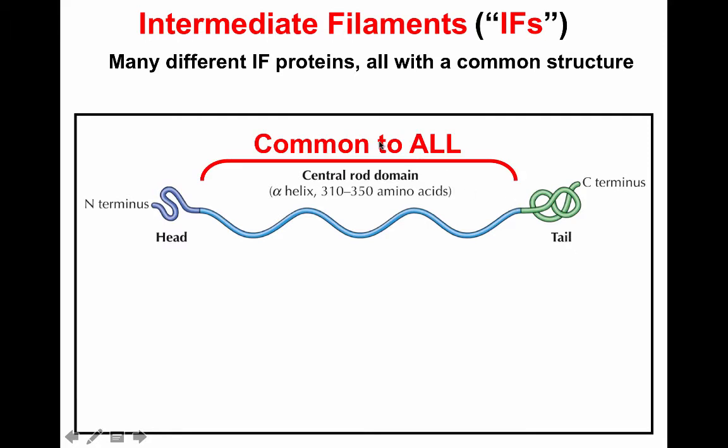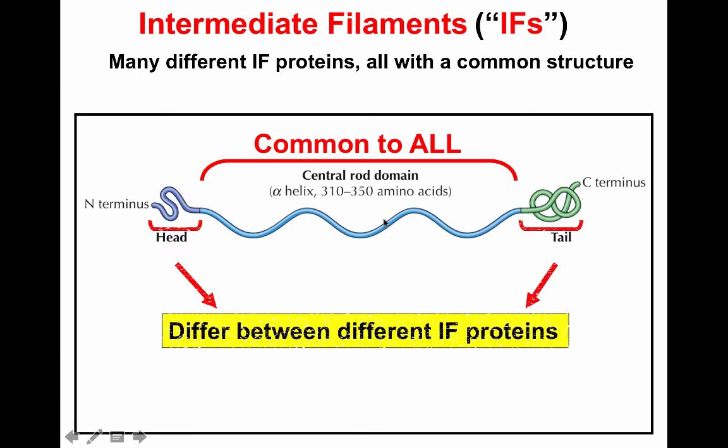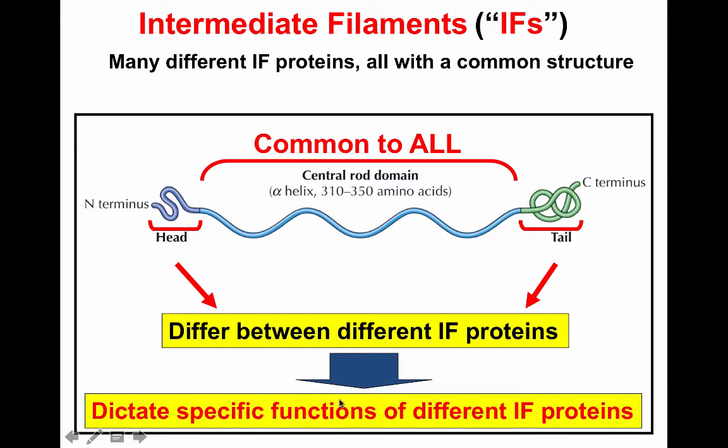So for all intermediate filament proteins, the amino acid sequence that makes up this central rod domain is very similar. And so we could say that this central rod domain is in common with all of the intermediate filaments. However, it turns out that the particular amino acid sequences and the structures that the head and tail domains adopt can be quite different between the different intermediate filament proteins. And that is really what dictates the specific functions for each individual intermediate filament protein.